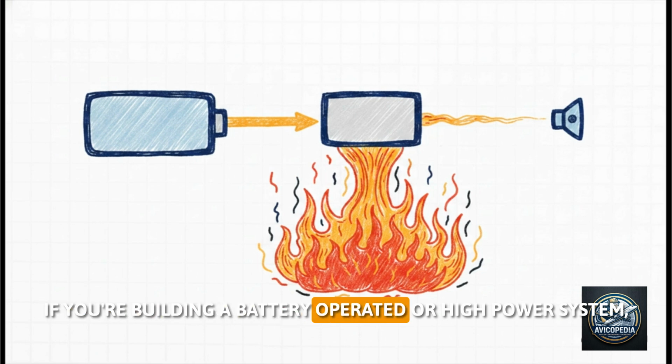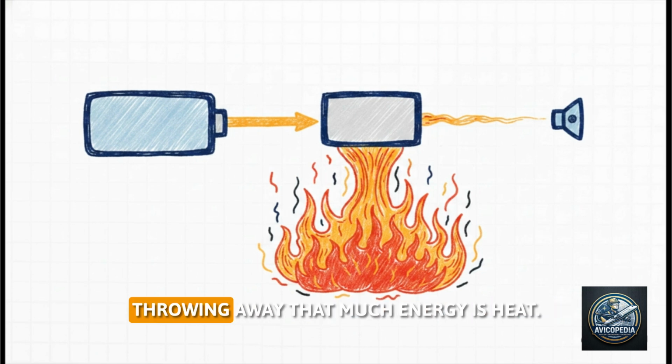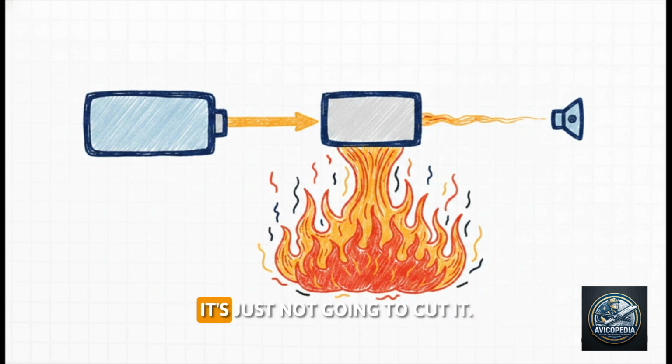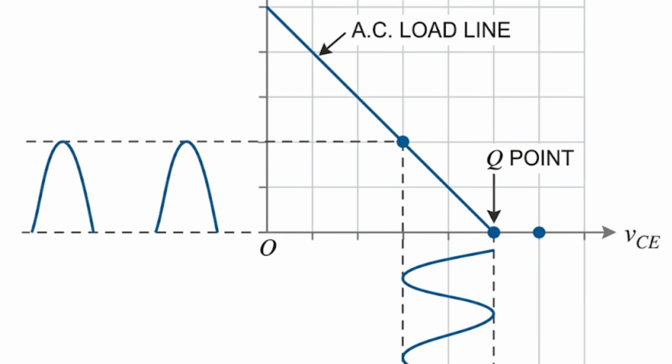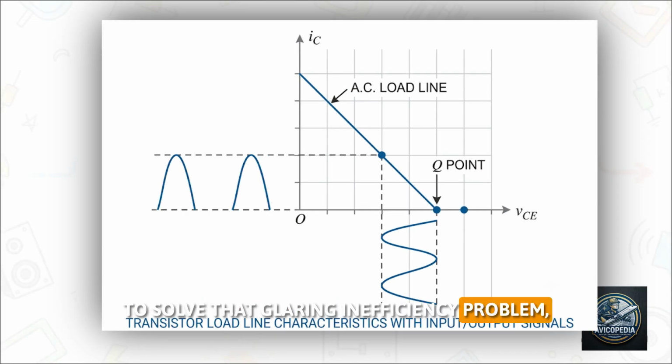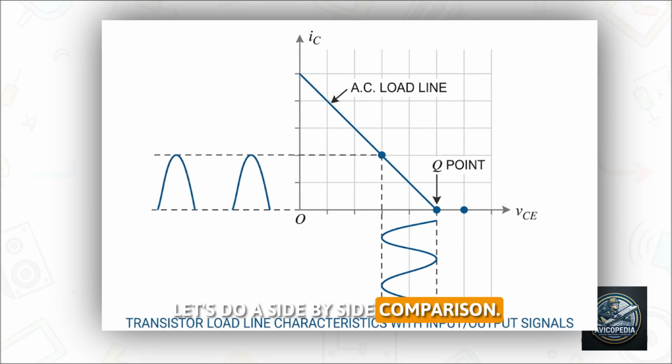If you're building a battery-operated or high-power system, throwing away that much energy as heat is just not going to cut it. Which brings us to Section 4: Class B and push-pull configurations, time to maximize that efficiency. To solve that glaring inefficiency problem, let's do a side-by-side comparison.